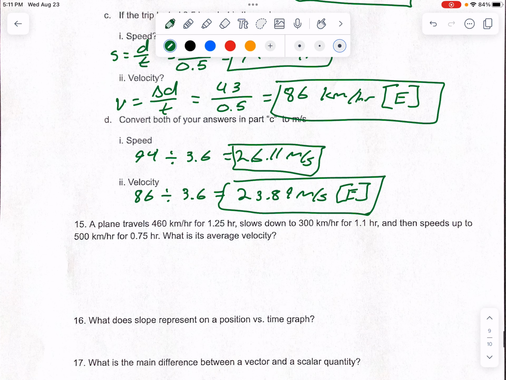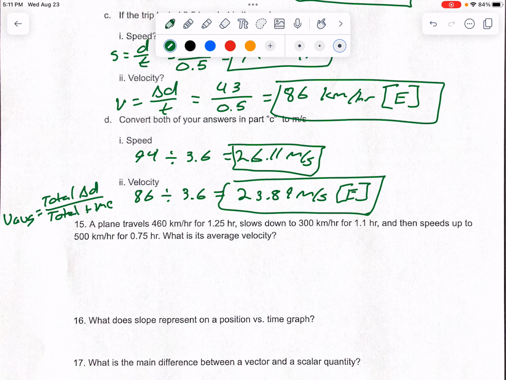Number 15, a plane travels 460 kilometers an hour for 1.25 hours, slows down to 300 kilometers an hour for 1.1 hours, and then speeds up to 500 kilometers per hour for 0.75 hours. What's the average velocity? So remember our equation is V average equals total displacement over total time.